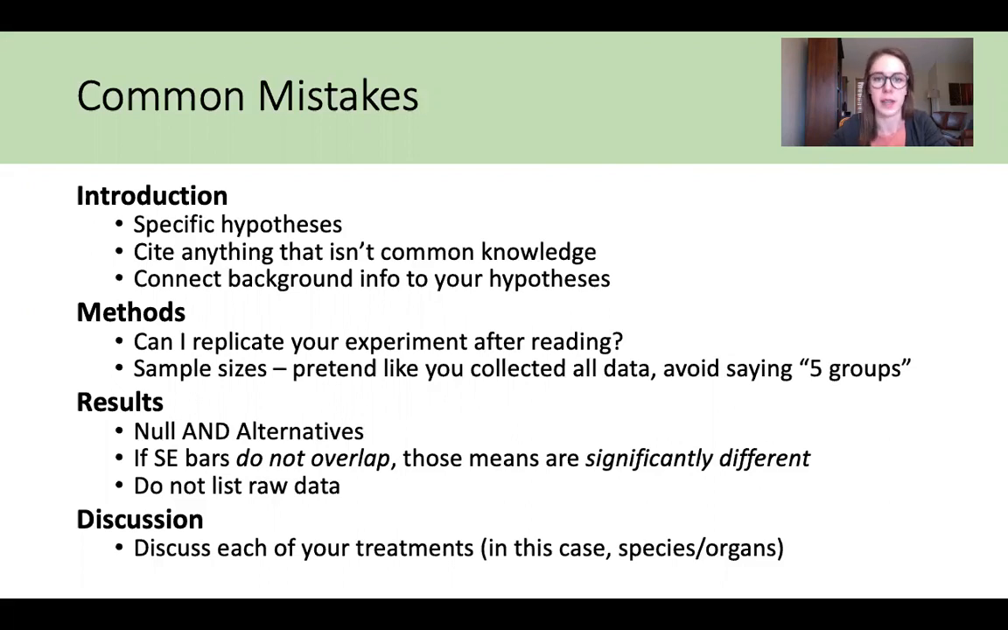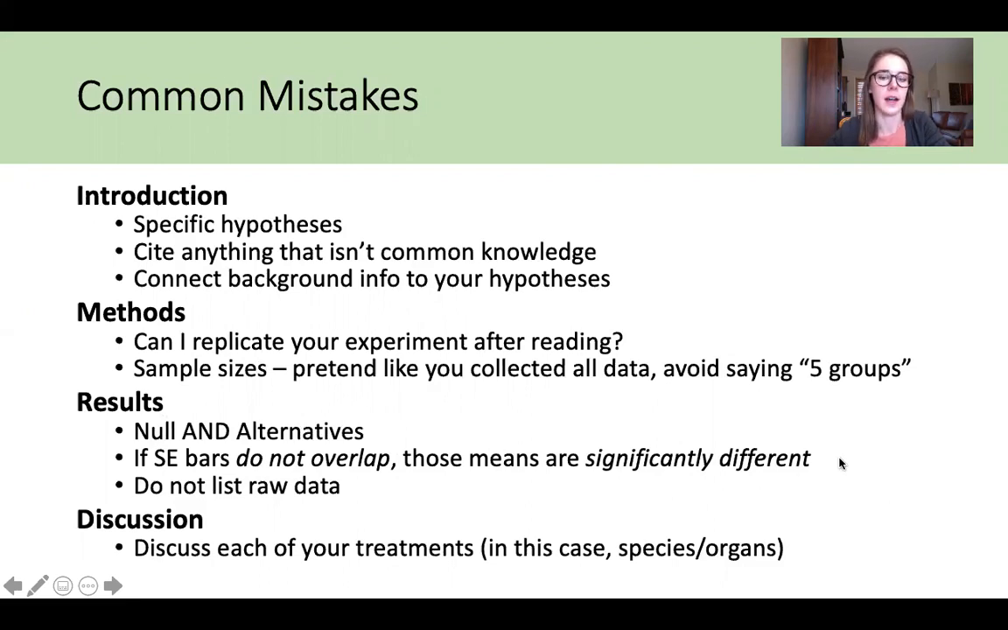Just say how many specimens you were looking at. Results include null and alternatives. So did you support or reject your alternatives? That's kind of the most important thing. You want to say whether or not you rejected your null, obviously, but then you need to include that alternative hypotheses in there as well.